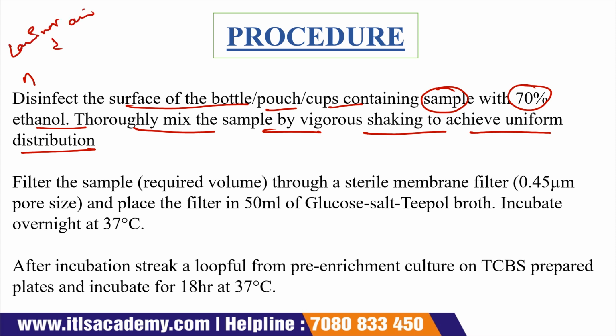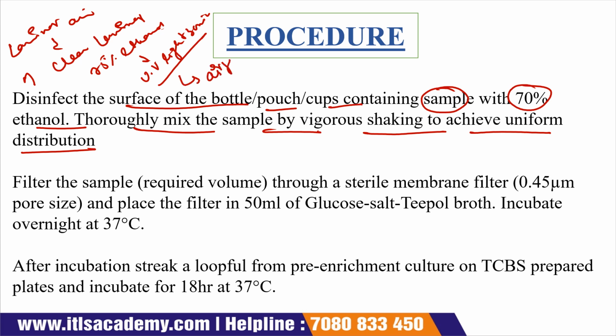So for this you have to clean the laminar with the help of 75% ethanol, and then you have to switch on the UV light for 30 minutes. Then after that switch on the airflow and then work on it.